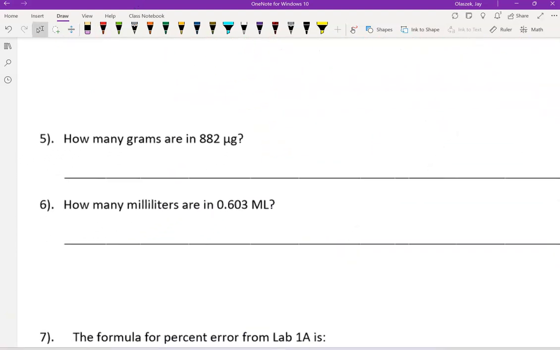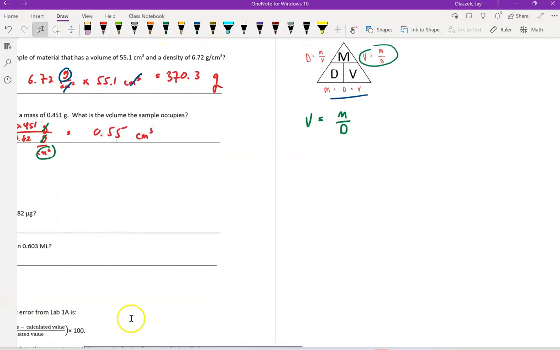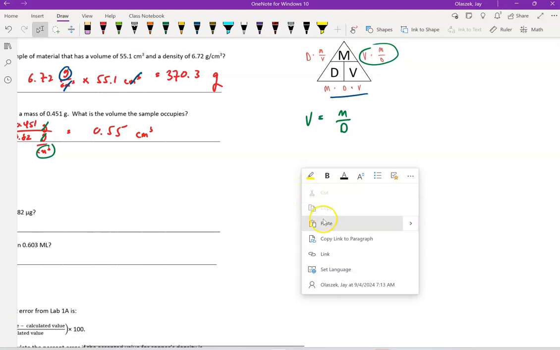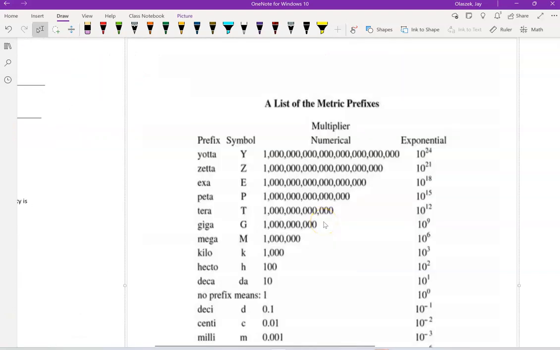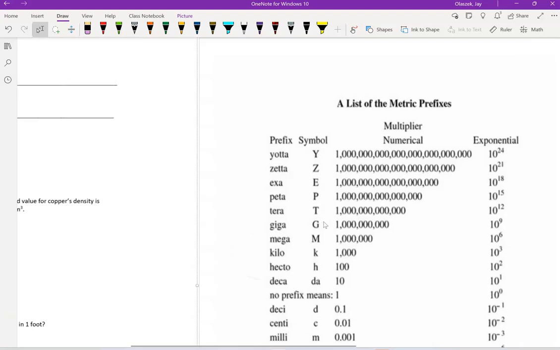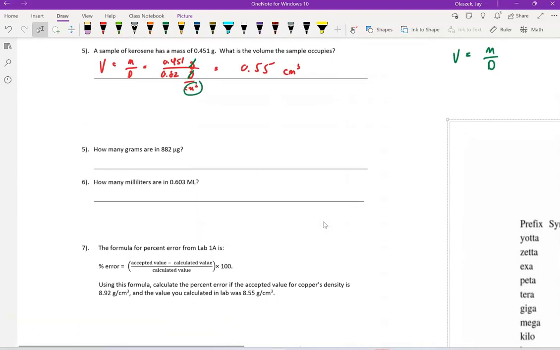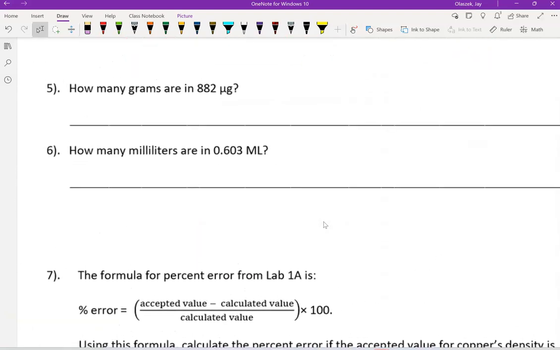All right. Let's get to part 2. This is going to be our conversions section. So let's get another helpful piece of information here. I'm going to drop this right here. This is our metric conversions chart. We're going to reference this quite a lot. And this first question is asking us, how many grams are in 882 micrograms? So let's set this up like we've been doing.